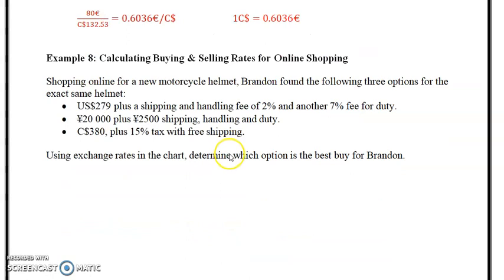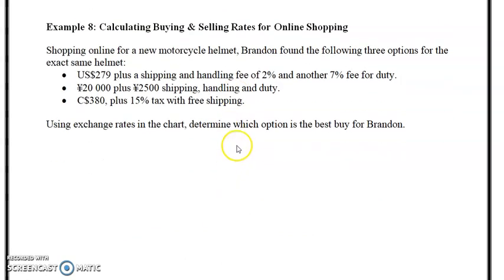Okay. Let's look at the last and final example for 8.2. It says calculating buying and selling rates for online shopping. Shopping online for a new motorcycle helmet brand, found the following 3 options for the exact same helmet. $279 US plus a shipping and handling fee of 2% and another 7% fee for duty. Alright. 20,000 yen plus 2,500 yen shipping, handling, and duty. And then Canadian, $380 plus 15% tax with free shipping.